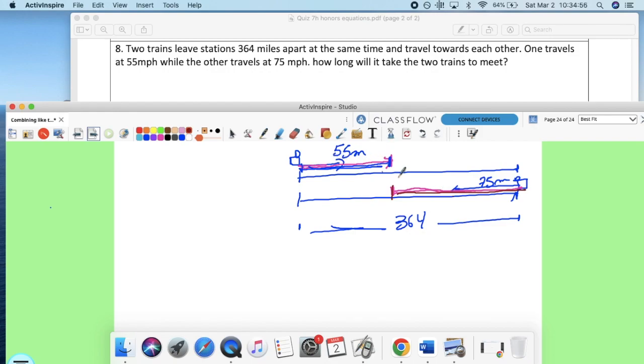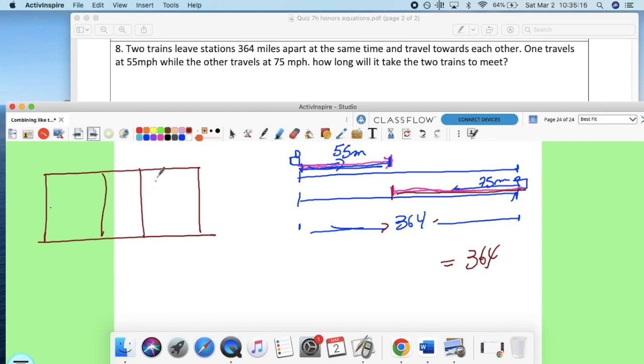Well, if I take those two distances and combine them, I know it's going to be equal to 364 because that's what they told me earlier. So I know what my equation is going to be. Distance of A plus distance of the second train equals 364. Well, we got to figure out what the distances are.